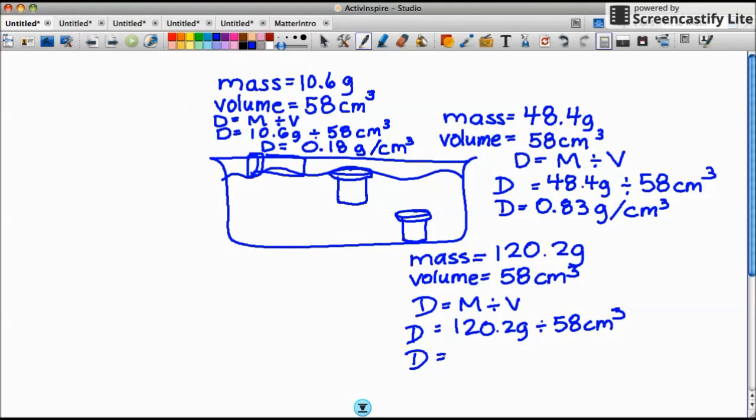So Isaac's going to divide 120.2 divided by 58. Tell us what you get, Isaac. 2.07. Let me see if I get the same thing as Isaac. 120.2 divided by 58. Yeah, 2.07. Isaac already rounded to the nearest hundredths for us. So 2.07 grams per cubic centimeter.